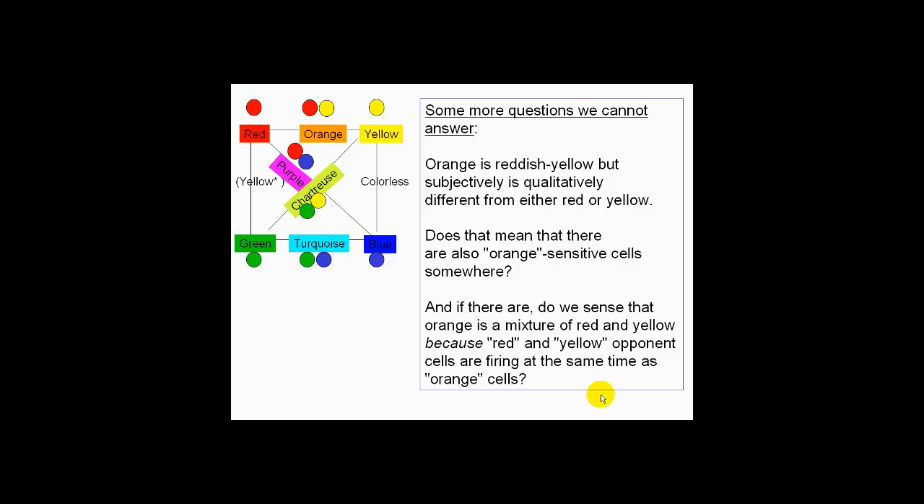if we have something that we experience as a unique quality, does that mean that there is some cell in the nervous system that responds selectively to that characteristic, that quality? And the answer to that really is not known.